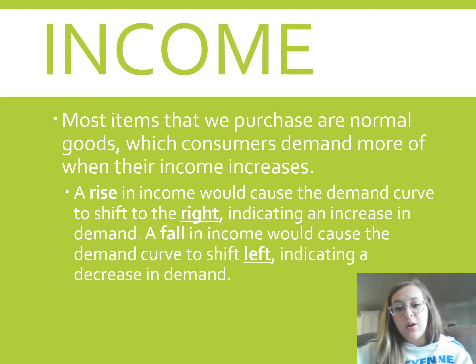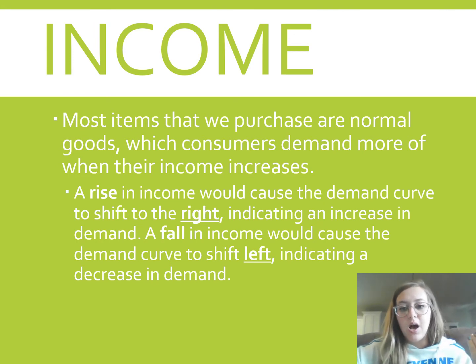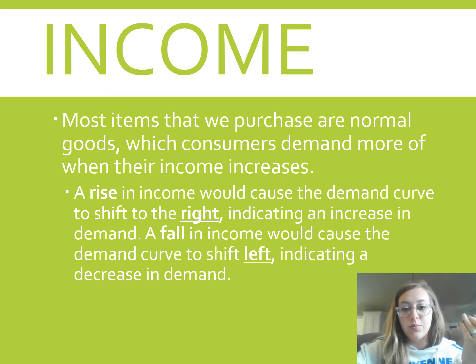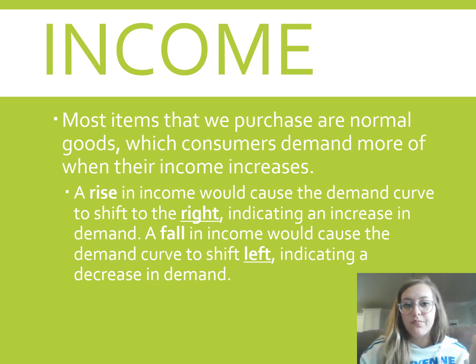If we're talking about inferior goods, having less income actually has the opposite effect. So if I have less income, I might start eating more ramen noodles, and so the demand curve for ramen noodles may actually shift to the right. So with income, it matters if it's a normal good or an inferior good. Okay, but with most goods, they're going to be normal goods, which means that we buy more when we have more money.